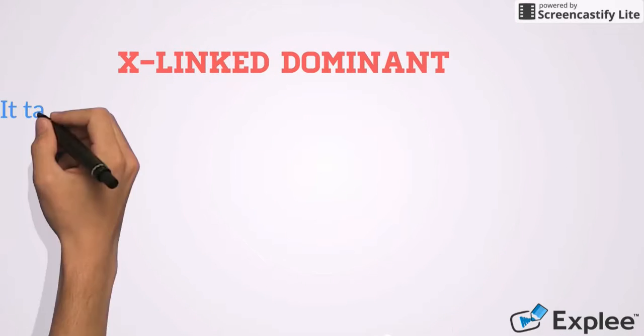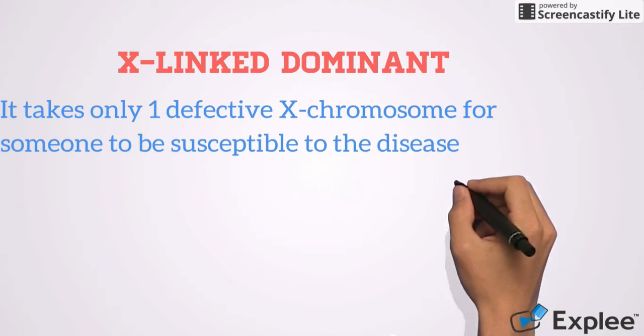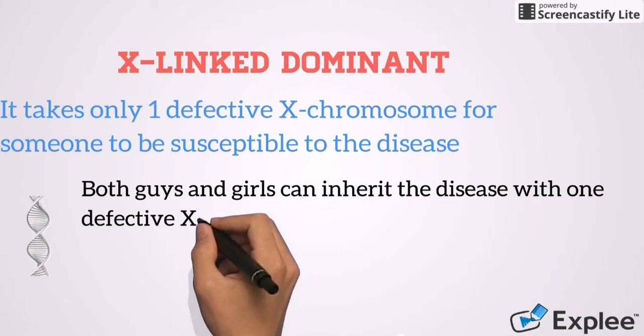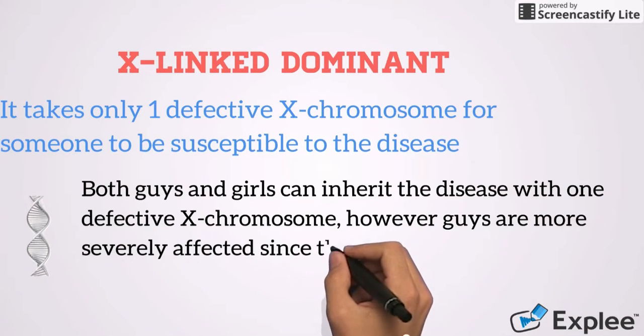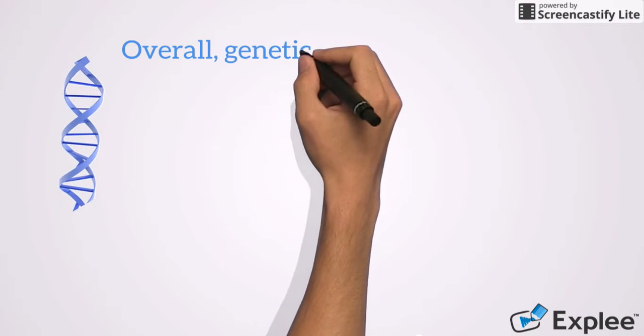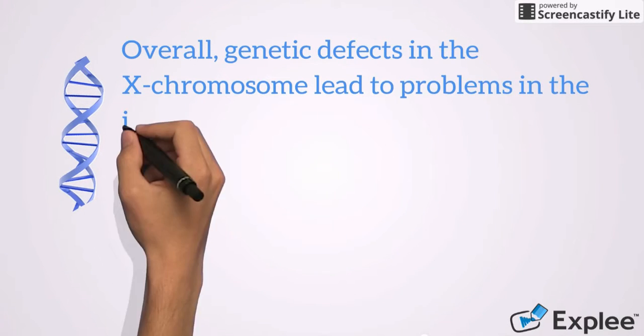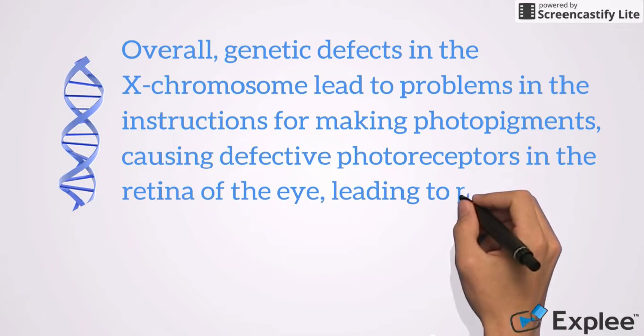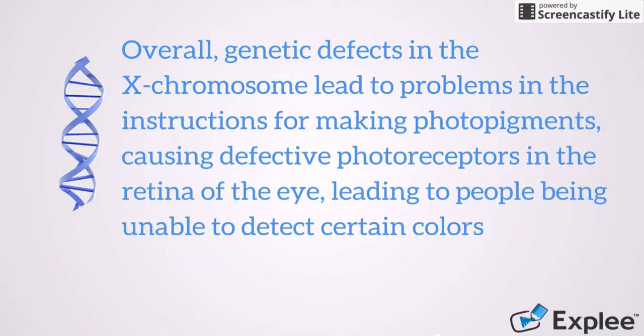X-linked dominant is when it takes only one defective X chromosome for someone to be susceptible to the disease. Both guys and girls can inherit the disease with one defective X chromosome. However, guys are more severely affected since they contain only one X chromosome. Overall, genetic defects in the X chromosome lead to problems in the instructions for making photopigments, causing defective photoreceptors in the retina of the eye, leading to people being unable to detect certain colors.